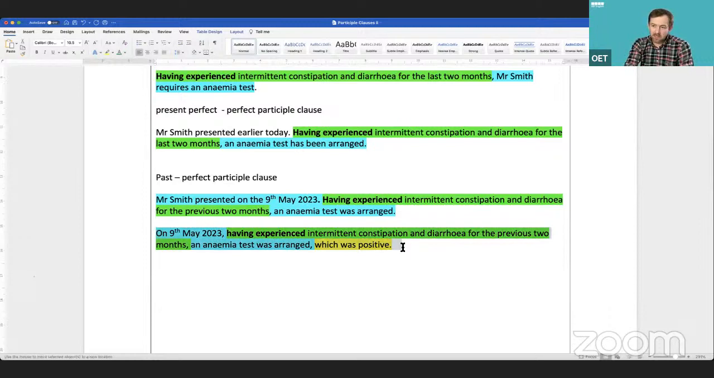There's nothing in here that you don't understand. You know that he had the constipation and diarrhea first. You know an anemia test would be arranged for that after. And you know that the result is here and you can add it with a relative clause.